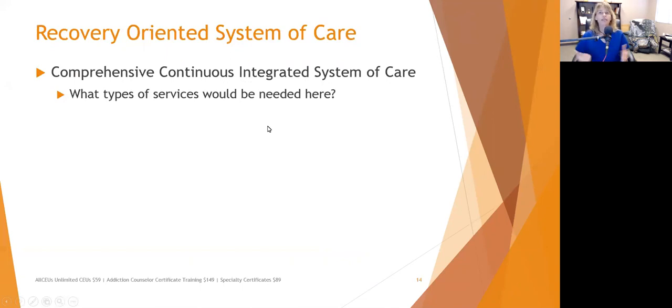So recovery-oriented systems of care is where we want people to go. Like I said, we don't want parallel systems. So what types of services do we need to provide comprehensive, continuous, integrated systems of care? That means we all have to be on the same page and communicating. I know it's laughable sometimes, but we need to make our best effort.